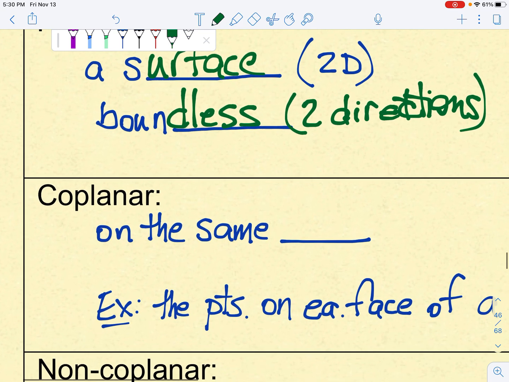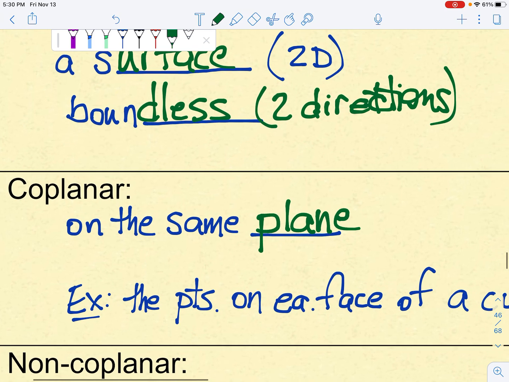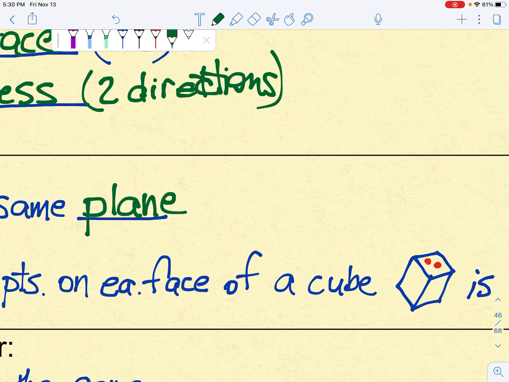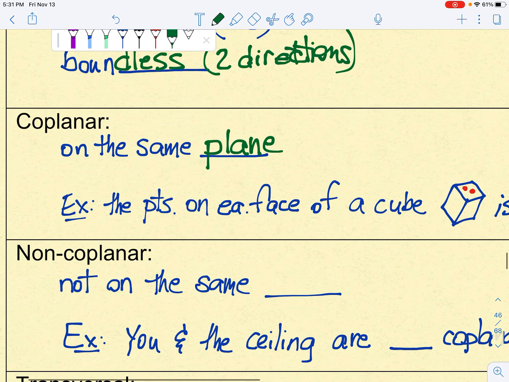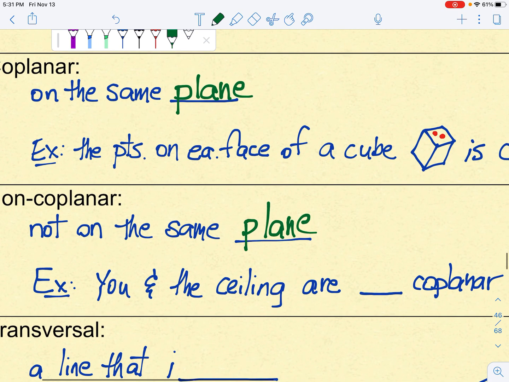All right. So we're going to use a phrase like coplanar. Again, should be fairly straightforward. That's on the same plane. Example, the points on each face of a cube, right? They are coplanar, those 2 red dots. And as you might expect, non-coplanar means they're not on the same plane. For example, you and the ceiling are non-coplanar, unless, of course, you happen to have currently reversed your gravity and you are now lying on the ceiling.